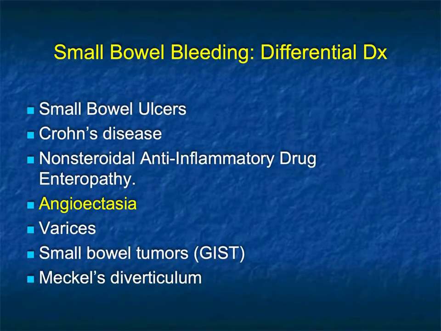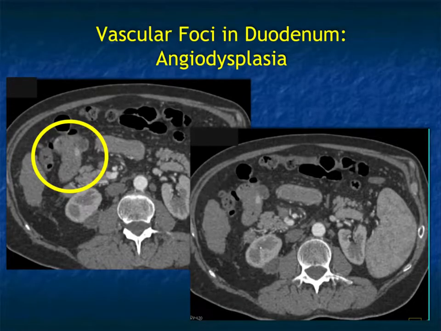When you look at the differential of small bowel bleed, there it is sitting right in the middle. But it is the most common. So again, ulcers, Crohn's, nonsteroidal anti-inflammatory drug enteropathy, varices, tumors, or Meckel's are all small bowel possibilities.